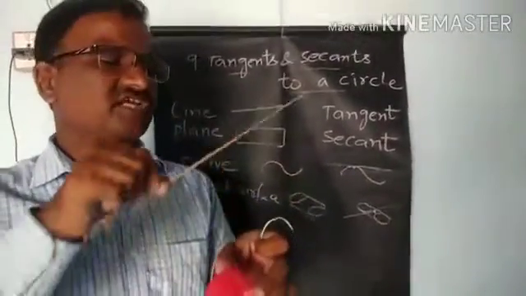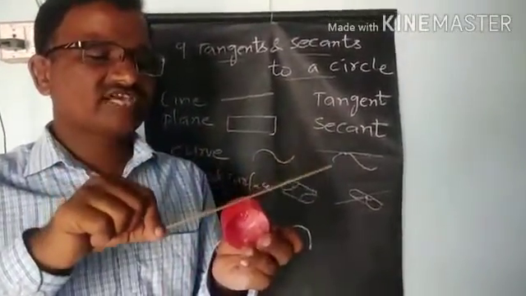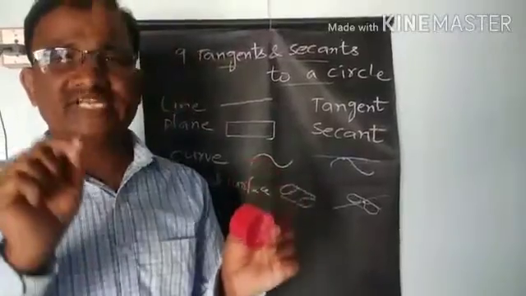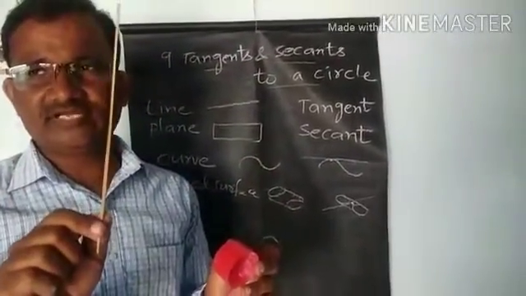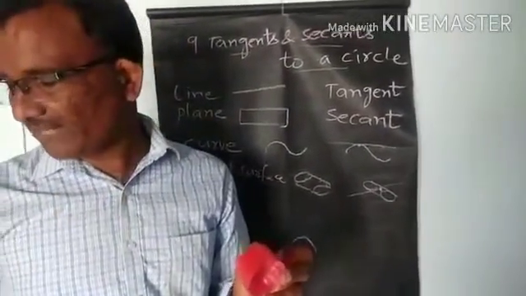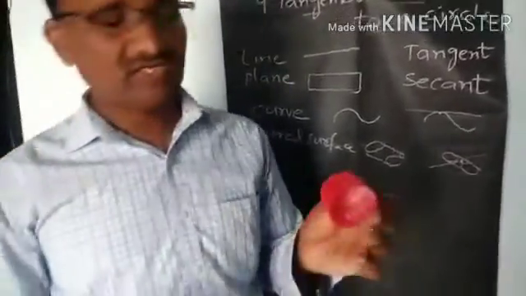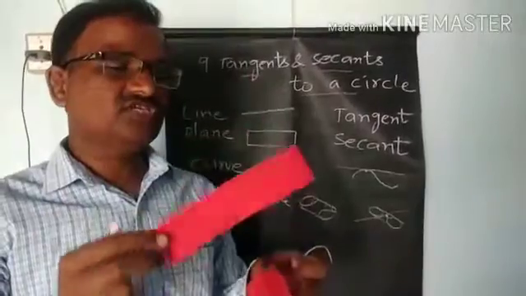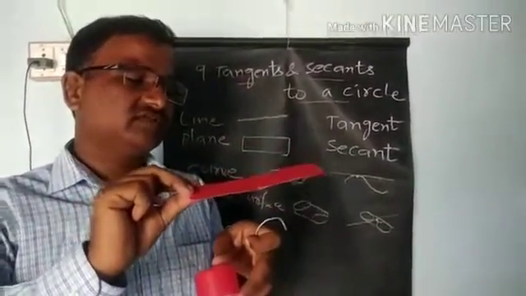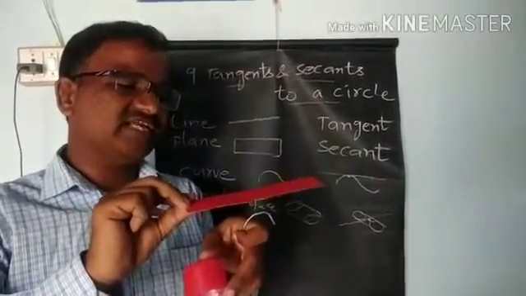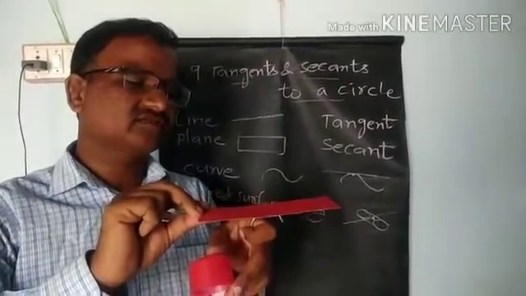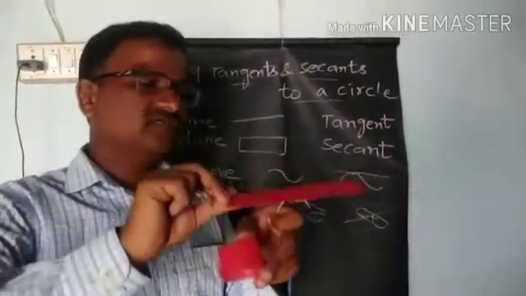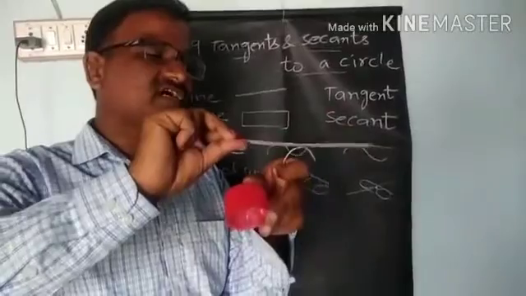A line that touches a curve or curved surface exactly at one point is said to be tangent. Just keep it in mind. Not only this, if you take the plane, see here, this is the plane surface. Now if you keep this plane surface, the plane touches the curve exactly at one point. Just observe here.